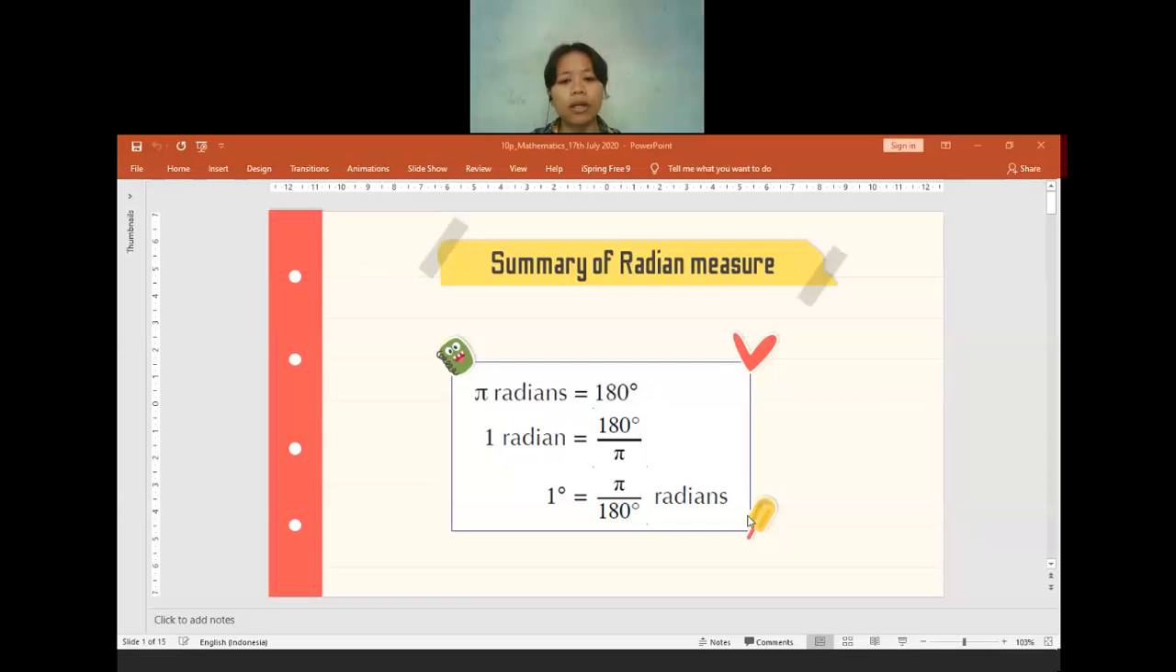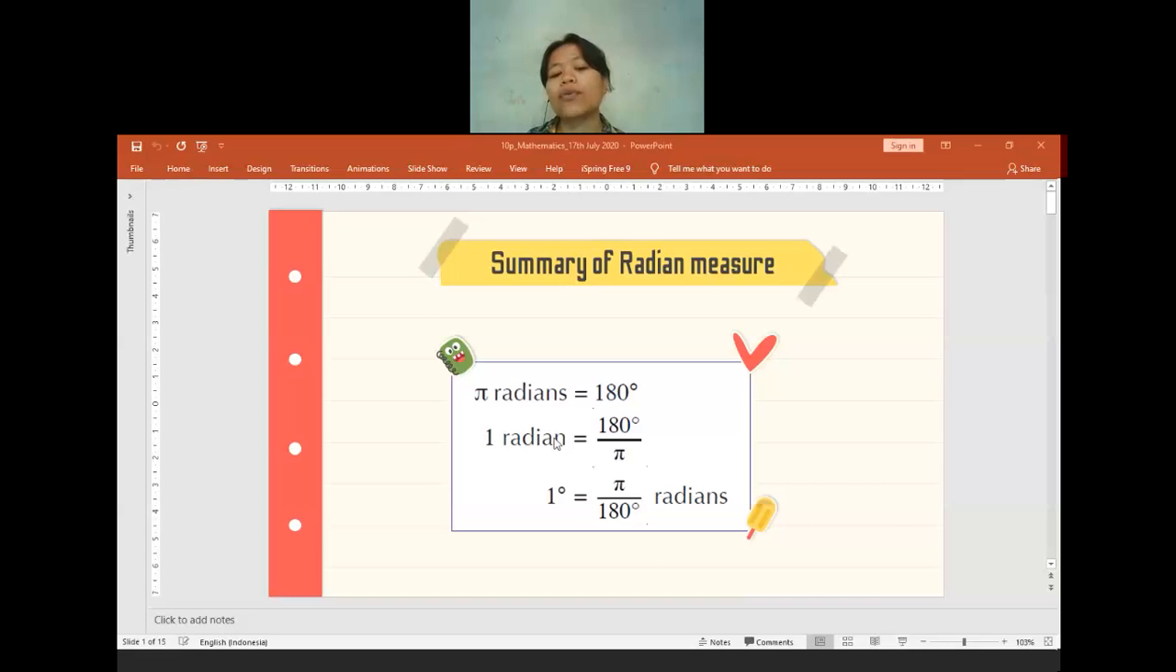Feel free to ask. Okay, now let us revise what we have learned. We already learned last time that there is an angle. The unit of angle will not always be mentioned as degree. It can be mentioned as the radian. This is the connection between the radian and degree: pi radian is equal to 180 degrees. So 1 radian will be equal to 180 divided by pi.